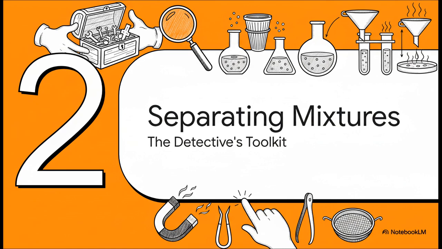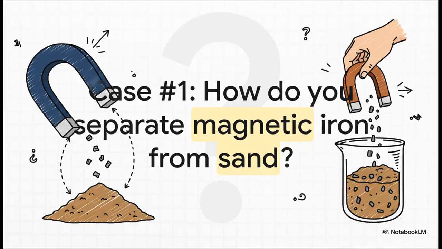So it's time to open up that special toolkit of ours. Let's learn how to separate these mixtures back into their original parts. Let's look at our first case file. Oh no, we've got two different solids all mixed up, tiny iron filings and sand. How in the world are we going to sort this mess out? I mean, we can't just pick out every single grain by hand.